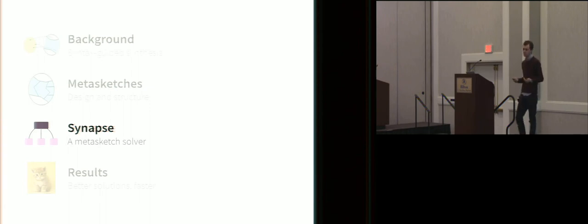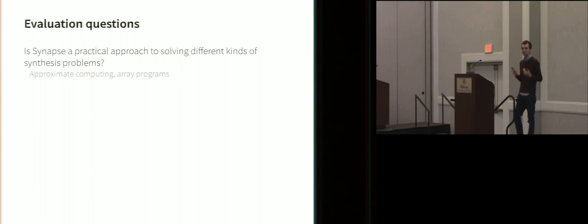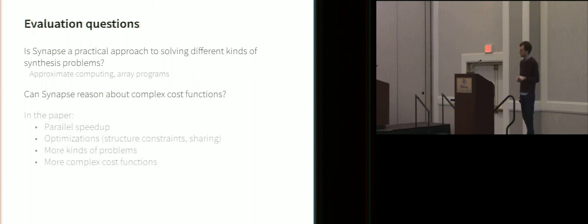Finally, I want to show you results that demonstrate that Synapse is an effective synthesis tool. So there are two questions we're going to answer for you today. The first question is whether Synapse is actually a practical approach to solving different kinds of synthesis problems. So we'll see two examples. And then secondly, we'll see whether Synapse can reason about complex dynamic cost functions, like I mentioned earlier. Now in the paper, there are more results about parallel speedup, about the effects of the optimizations I discussed, also about more kinds of problem domains and more kinds of cost functions. But we'll focus on these two questions today.